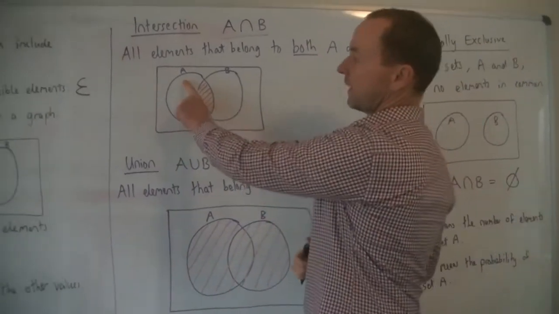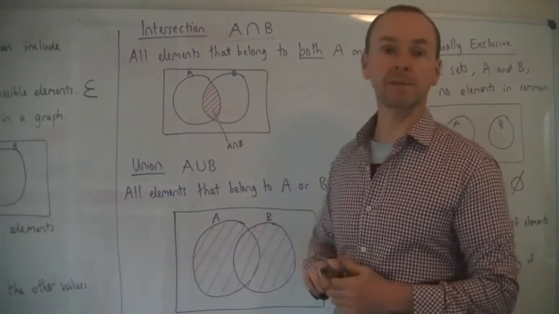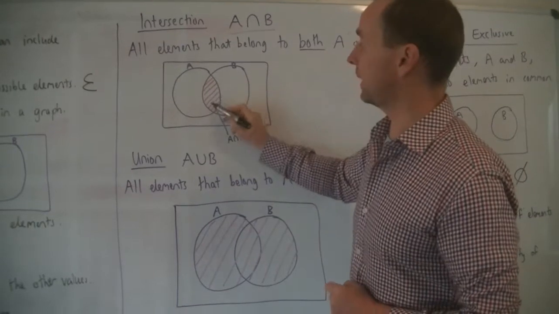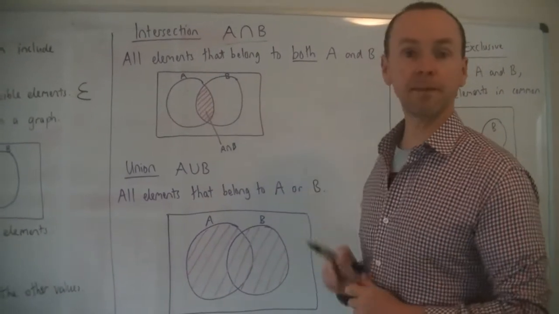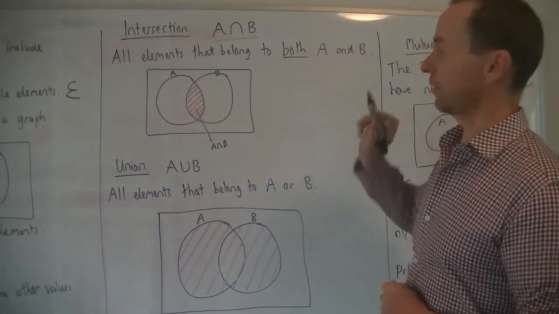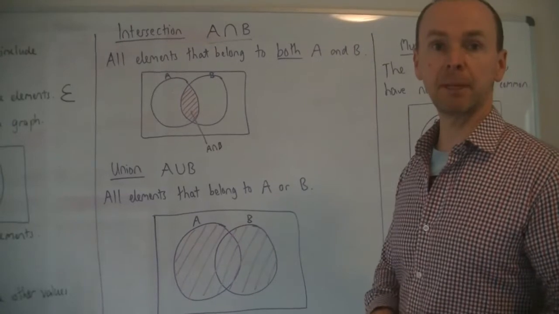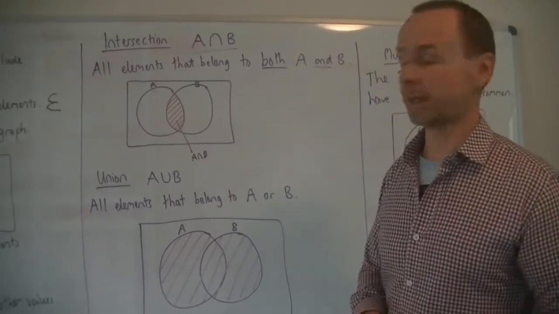So for instance, if set A was the people who play tennis, and set B, the people who play basketball. The people who are in the intersection, they're the people that play both tennis and basketball. They're in that section there. So it belongs to both sets, set A and B. So be careful with the wording, set A and B.